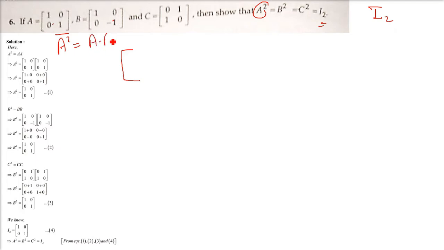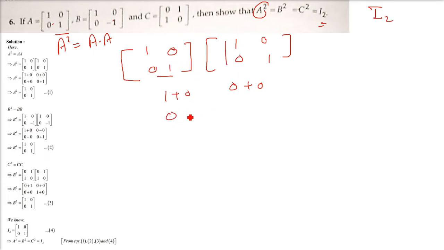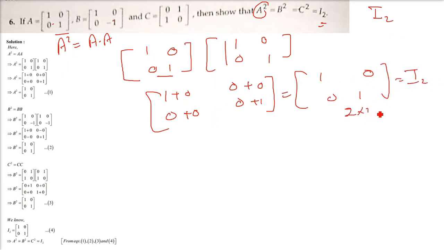A square is A dot A. So this is 1, 0, 0, 1. Just multiply these two. I hope you'll be able to multiply it. Just for the sake of completion, I'm multiplying it. 1 into 1 is 1, 0 into 0 is 0. Then first row, second column: 1 into 0 is 0, plus 0 into 1 is 0. Second row and first column: 0 into 1 and 1 into 0, again 0. Now the second row with the second column, 0 and 1. So what do you get? You get 1, 0, 0, 1, and this is going to be an identity matrix, 2 cross 2. So the same thing you have to do for B square, and then for C square. And they all will come out as the identity matrix, which is I2. This is C, okay?